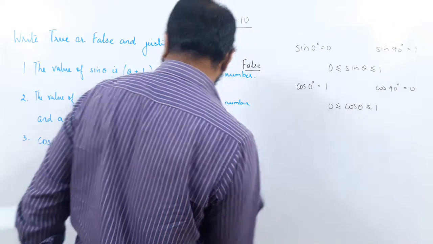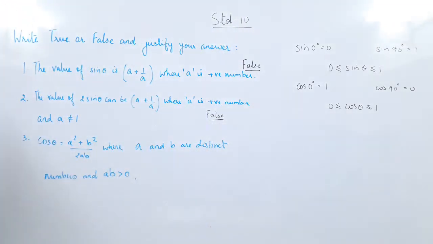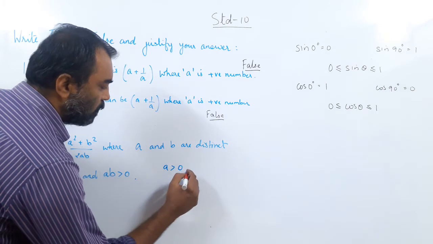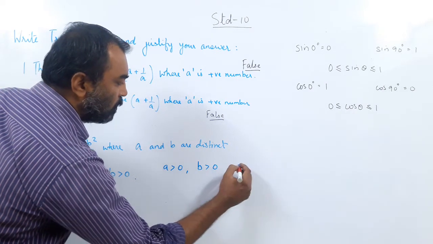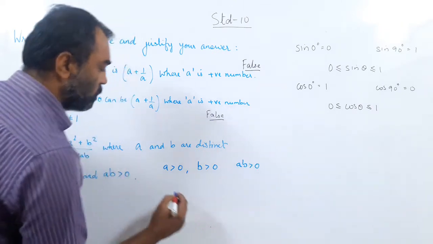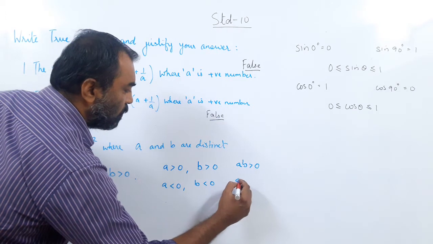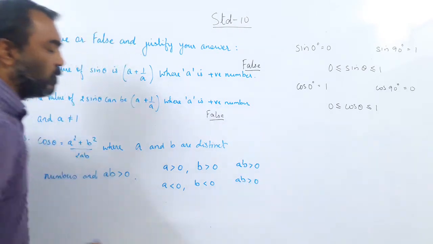Again for the cos, we have been asked, can cos theta have the value a square plus b square upon 2ab, where a and b are distinct numbers, separate numbers, and ab is positive, meaning a into b is greater than 0. Now when is a into b greater than 0? We know if a is greater than 0 and b is greater than 0, then ab is greater than 0. If a is less than 0 and b is less than 0, even then ab is greater than 0.